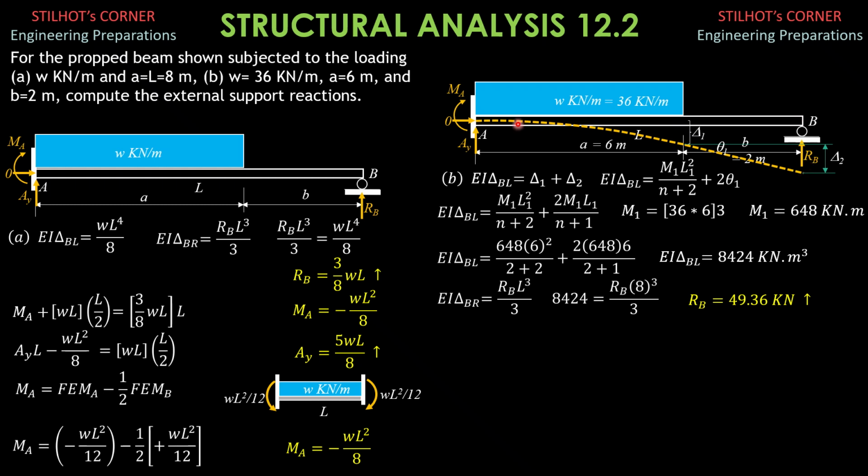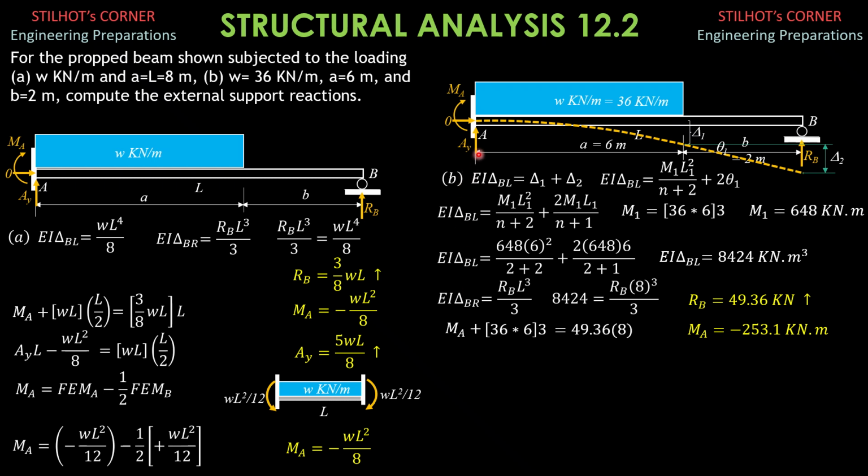Having known B, let's solve for MA. Let's assume clockwise again. We sum up moments about A equals 0. So MA plus 36 times 6 times 3 equals RB times 8. So MA plus 36 times 6 times 3 equals RB 49.36 times 8. So from there, we can solve MA, and MA is equal to negative 253.1 kilonewton meter.